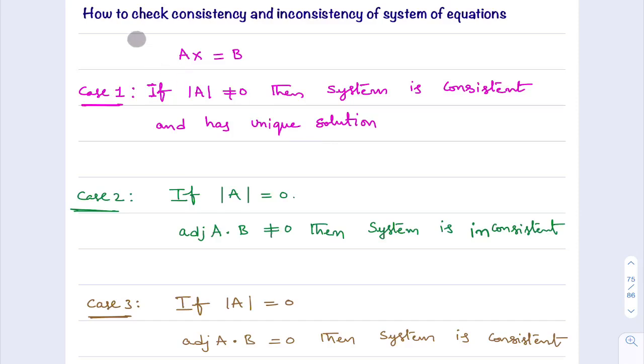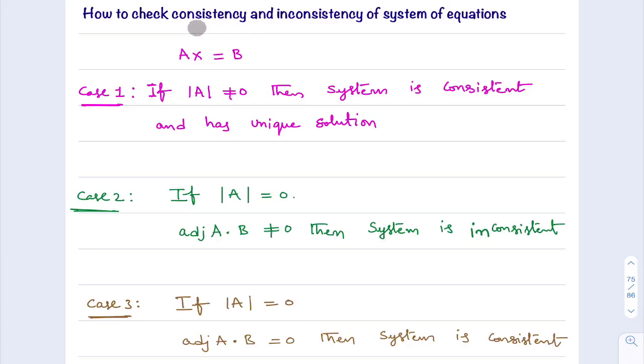Okay. You look here, how to check consistency and inconsistency of system of equations. They'll give linear equations, 3 linear equations, 2 linear equations, like that they'll give some linear equations. We need to check that given system of linear equations is consistent or inconsistent. We need to check. Okay.